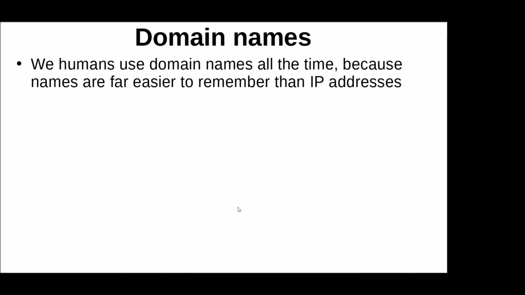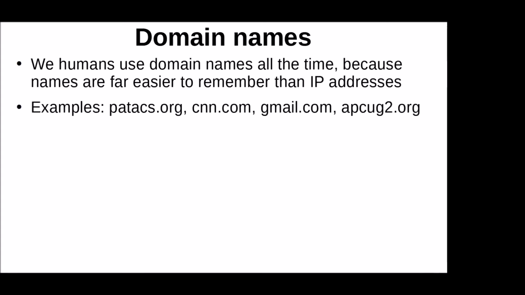Okay. We, as humans, use domain names all the time. And there's a good reason for that. Domain names are far easier to remember than IP addresses. And here's some examples. My user group, pataces.org, cnn.com, gmail.com, apcug2.org. All of those are examples of domain names, and they are used both in web pages and in email addresses.